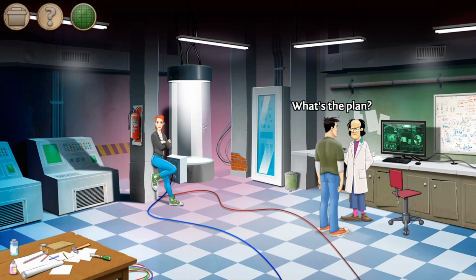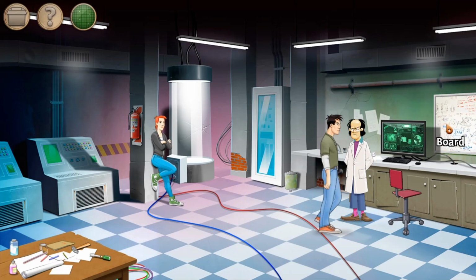What's the plan? The plan? Of course, the plan. I've been trying to replicate your formula for years. The one to build your famous pulse stabilizer, which allows the machine to work properly. You should check out the board. That's as far as I could get. Let's see if I can exercise my memory a little. Thank you, Professor. You're welcome. So let's look at the board.